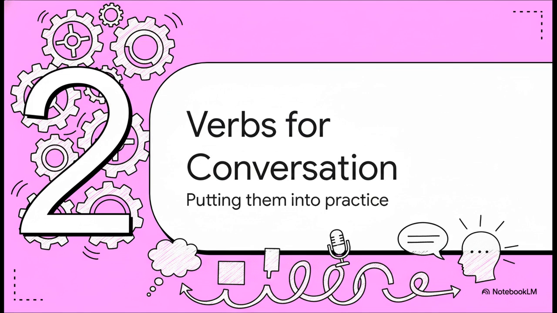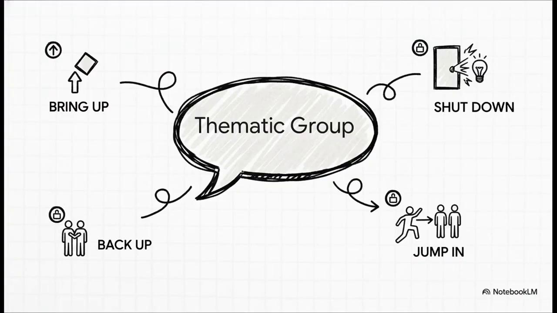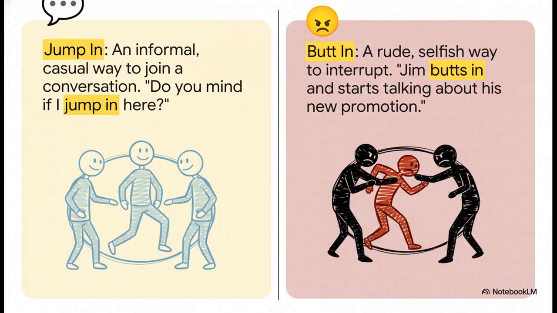Well, our first strategy is to ditch the random lists. Instead, let's look at verbs for conversation. Let's put them into a practical context where you'd actually use them. For instance, in a chat, you might bring up a new idea or jump in to add your 2 cents. If someone has a really bad idea, another person might just shut it down. But if they like it, they'll back you up. See? When you learn them this way, in a group that makes sense, they're so much easier to remember and use.